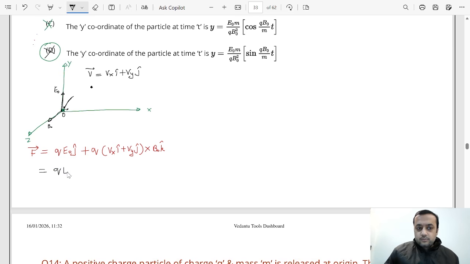Now, what does this become? This is q E naught j cap. Then vx i cap cross B naught k cap. Remember, i cross k becomes minus j. So this will become q into vx into B naught, but with minus j cap. And q vy j cap cross k cap: j cross k becomes i. So this will become q into vy into B naught i cap.